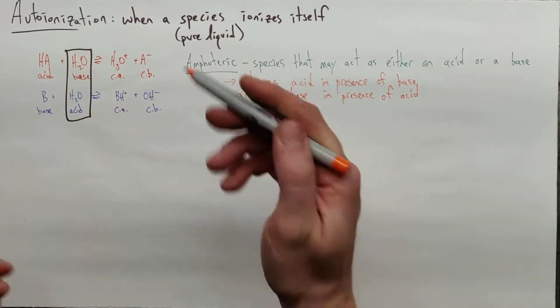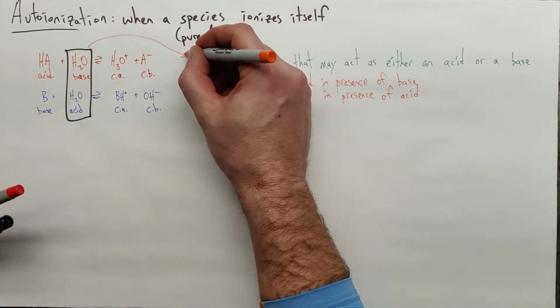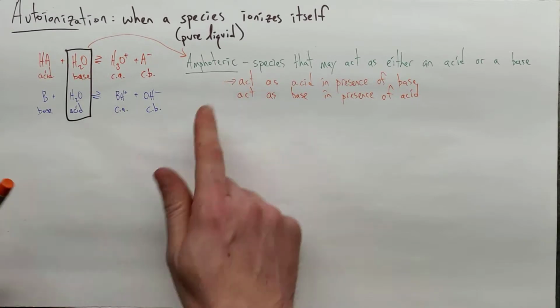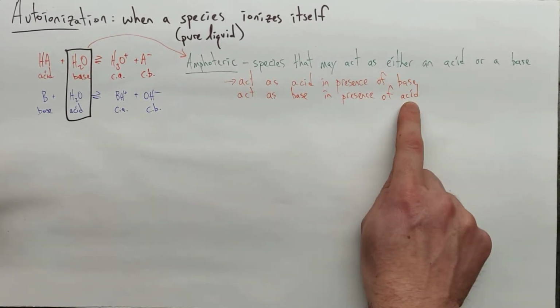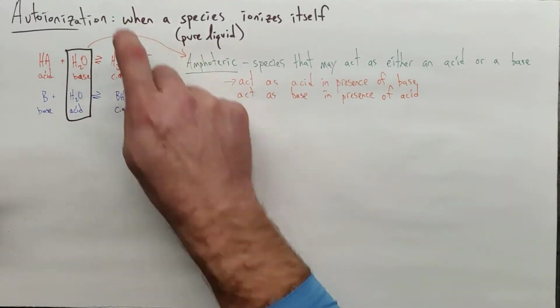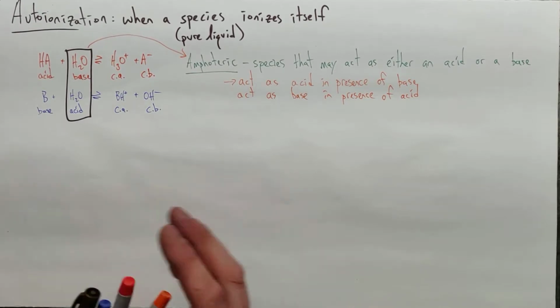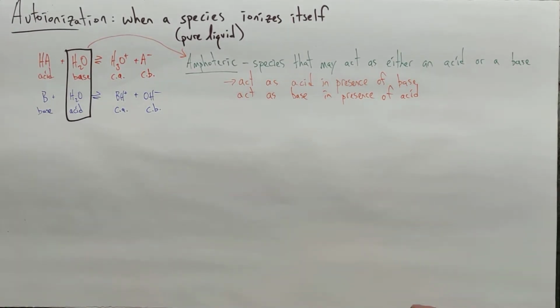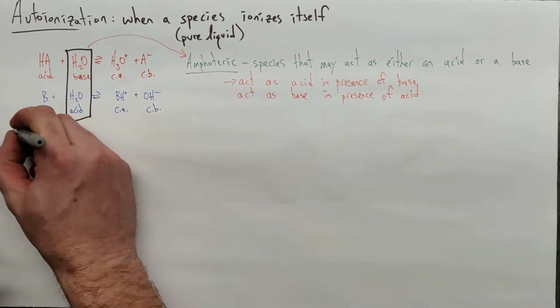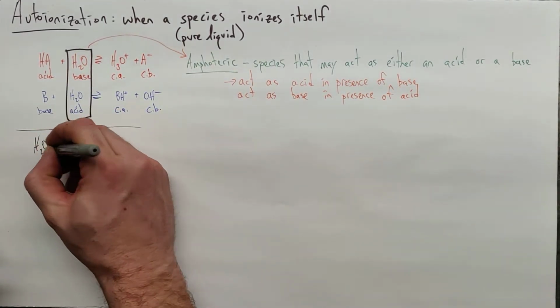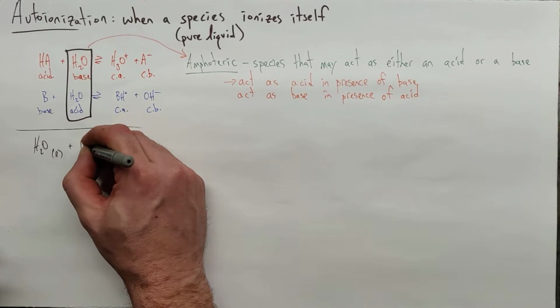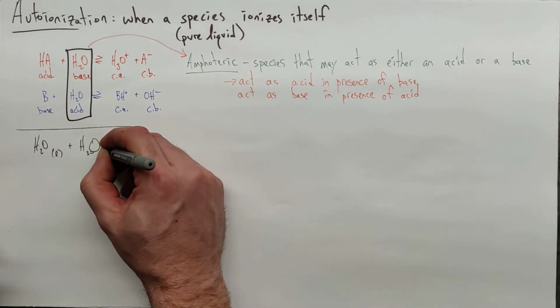Water is a situation where you can act as either an acid or a base. And if something is amphoteric and it can act as either an acid or a base, then it can potentially autoionize, especially if you have something like water that's a liquid. So let's look at that exact scenario. If we have H2O and H2O.